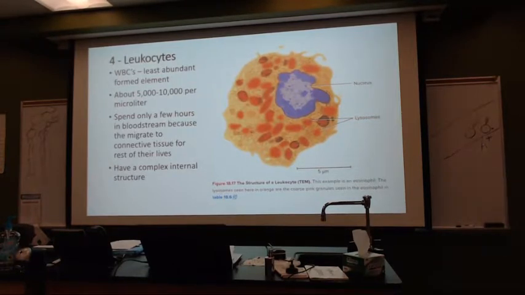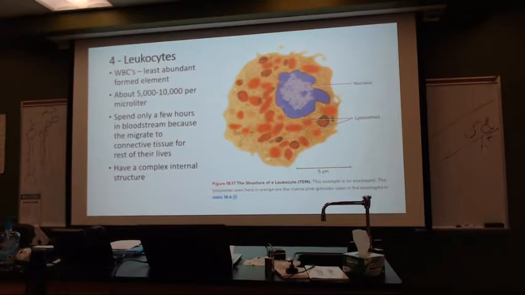They migrate to different tissues of the body based upon what type of white blood cells they are. Are we talking about a neutrophil, basophil, eosinophil, lymphocyte, monocyte? Which one we are talking about is going to determine where it will begin to migrate.